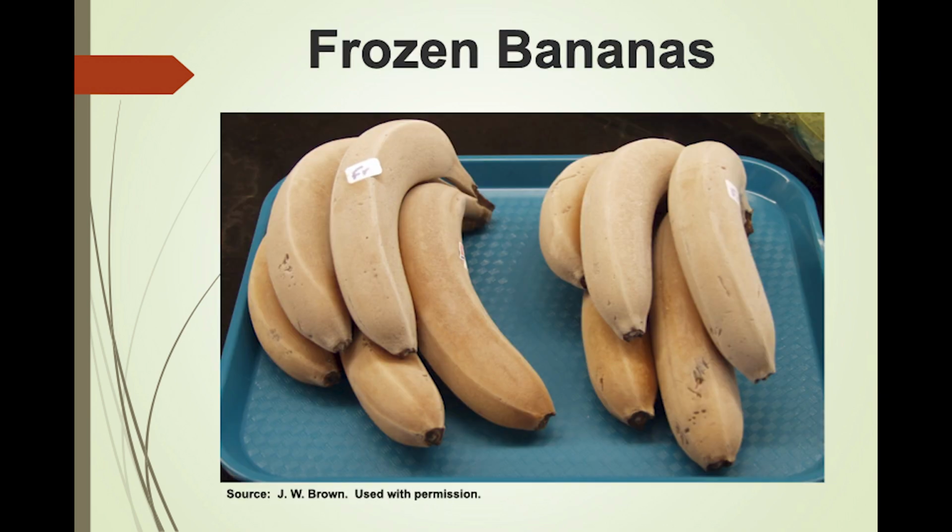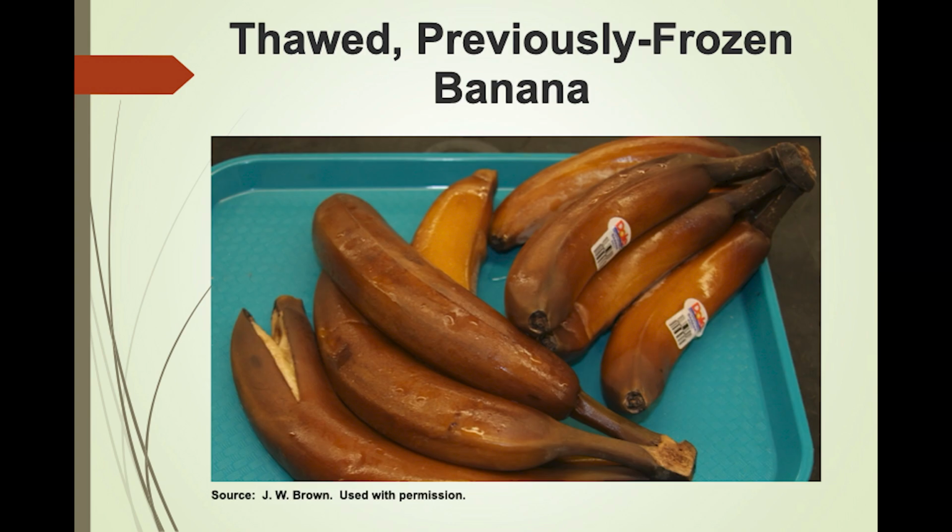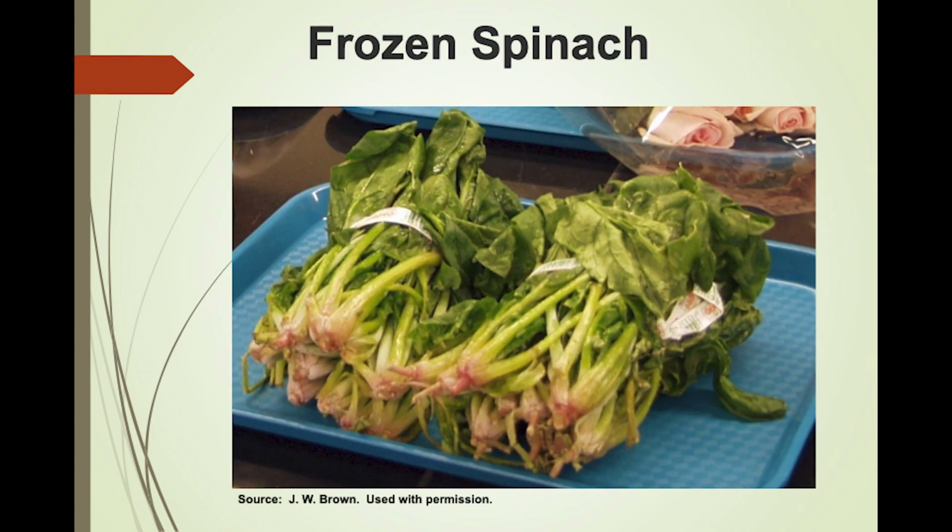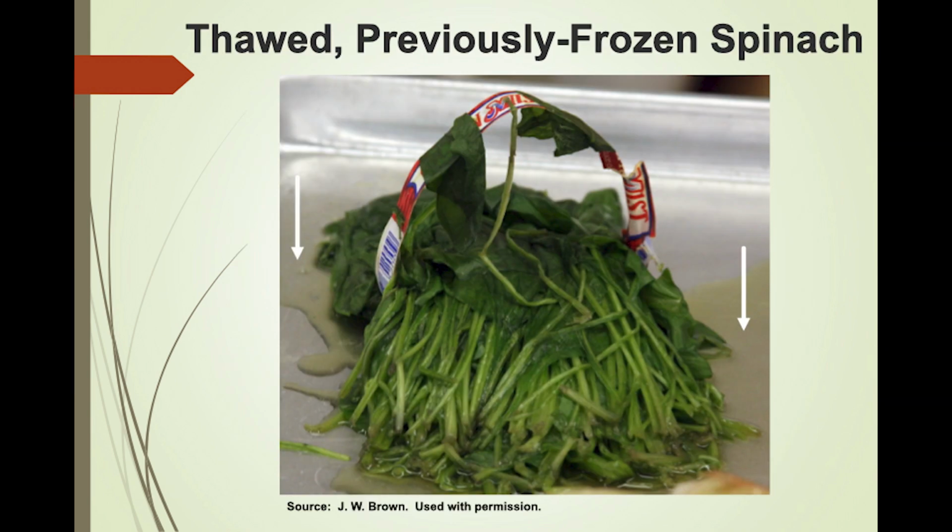Here are frozen bananas. And here are the bananas after they've been thawed. The peel has turned a nice dark mahogany brown, and the pulp has become very soft and almost pudding-like. A photo of frozen spinach, which actually looks fairly good. However, after it's thawed, all those tissues have collapsed, and you can notice that the tissues have released a large amount of their cellular contents, the clear liquid indicated by the arrow, onto the tray.